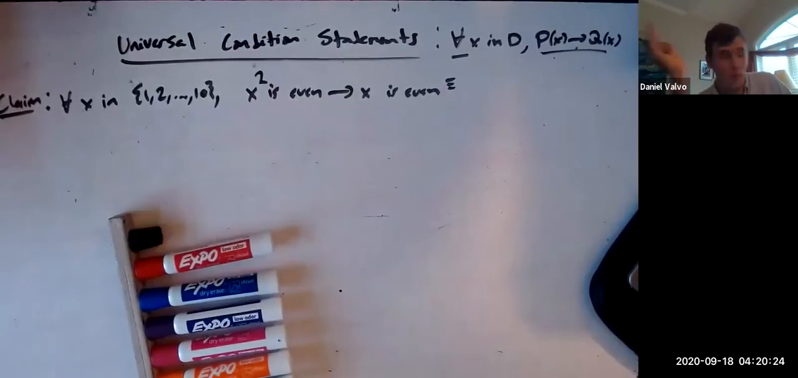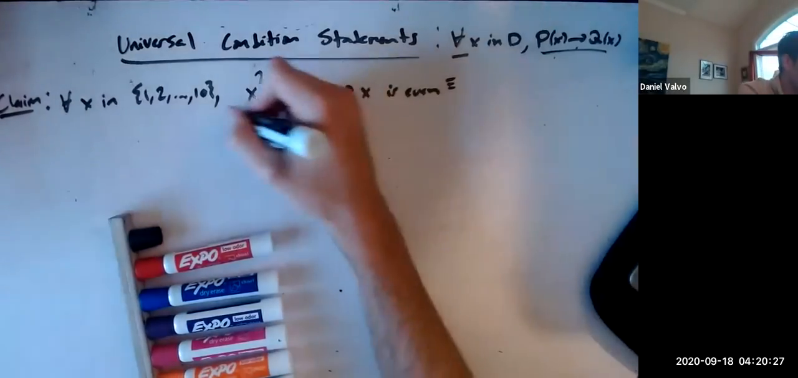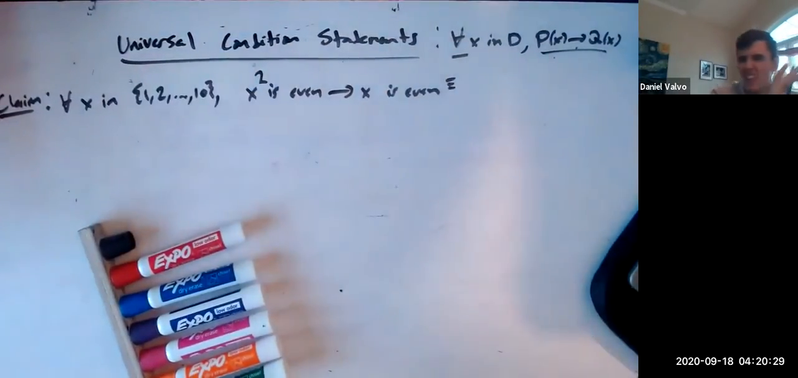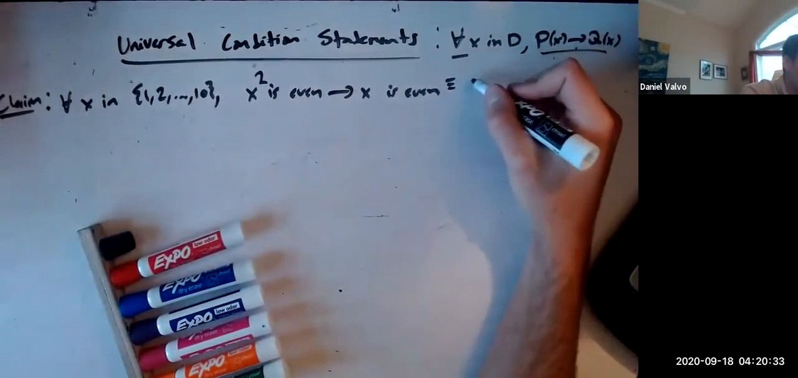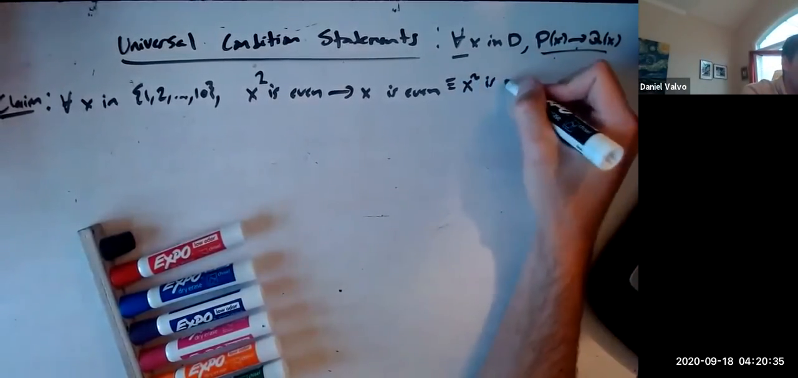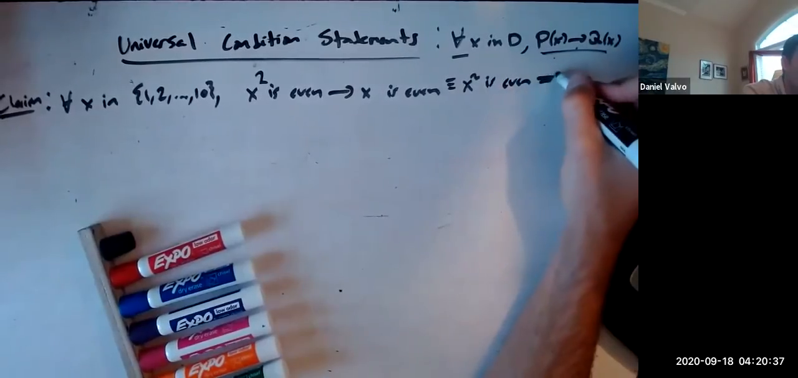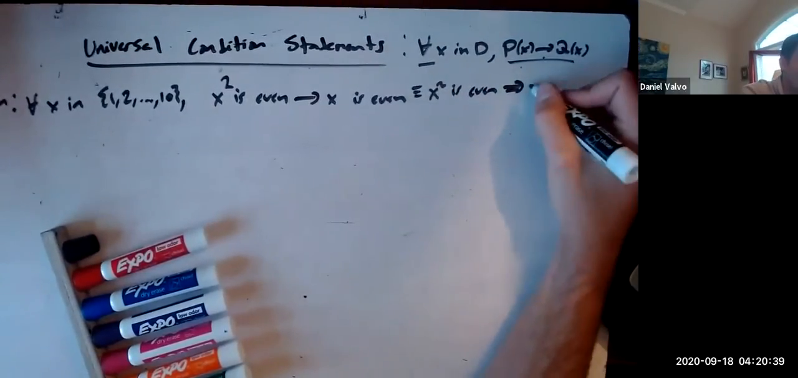Well, it's real simple, right? We just don't include the domain. We say that's under the hood. We know what we're talking about, and we'd say x squared is even implies x is even.